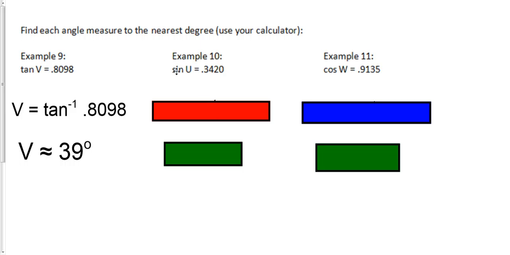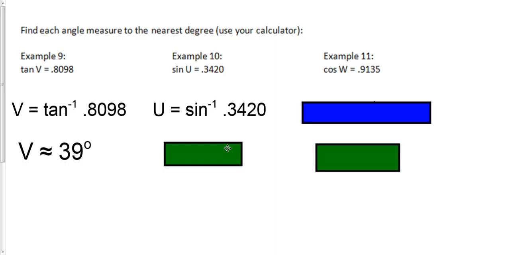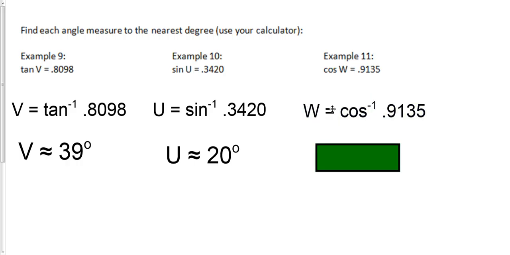Same thing, if the sine of U comes out to 0.3420, then U should be the sine inverse of 0.3420. Typing that in and rounding to the nearest degree, U is about a 20-degree angle. And last one, if the cosine of W comes out to 0.9135, we would type in W equals cosine inverse of 0.9135, which means that W comes out to about a 24-degree angle.